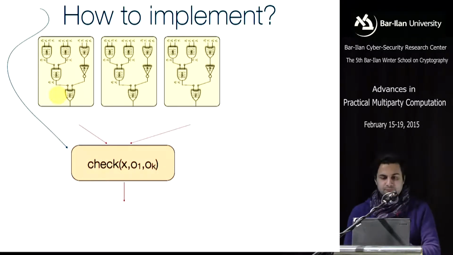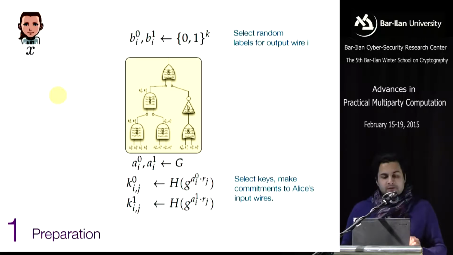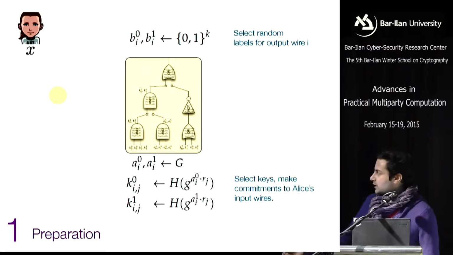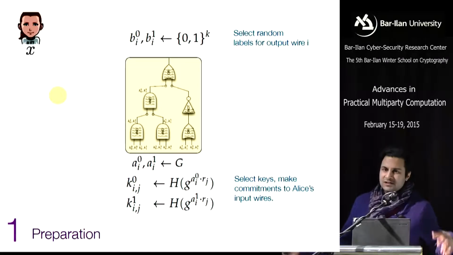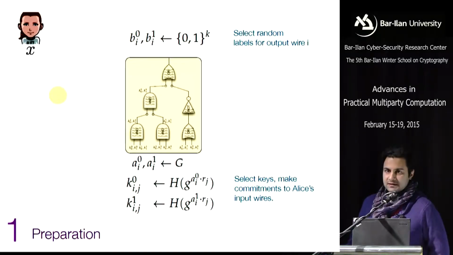So to get right to it, how do we implement something like this, and why does it work faster? The first step that Alice takes is preparation. She's going to think in her head of some garbled circuit. In particular, she doesn't have to think about the whole garbled circuit. What she has to do is think about the first level input wires to this circuit.